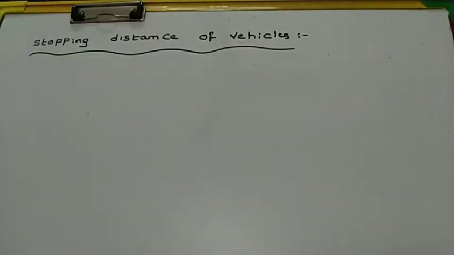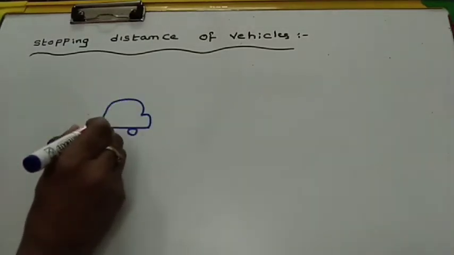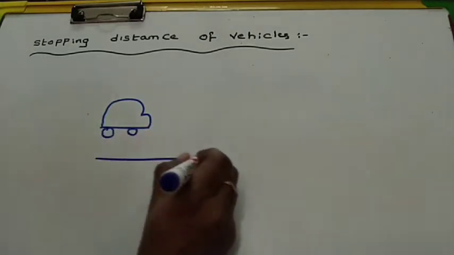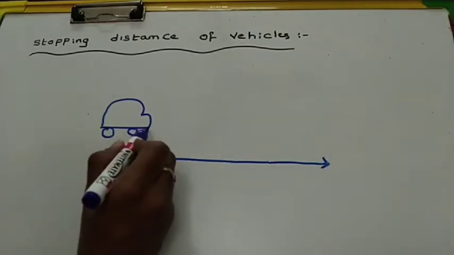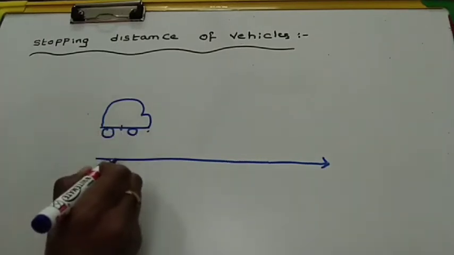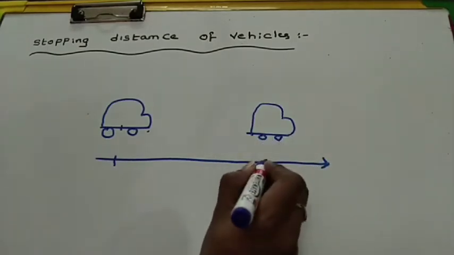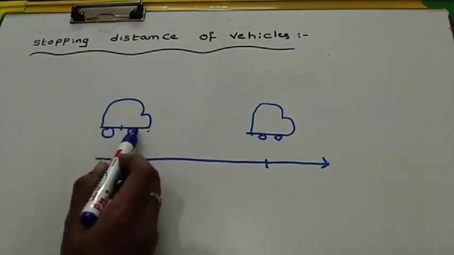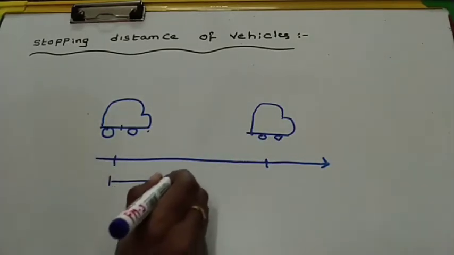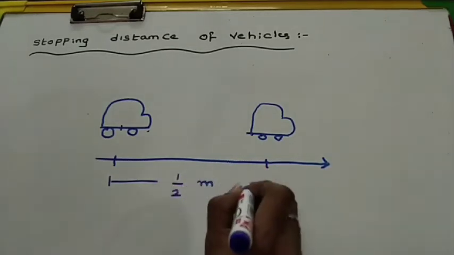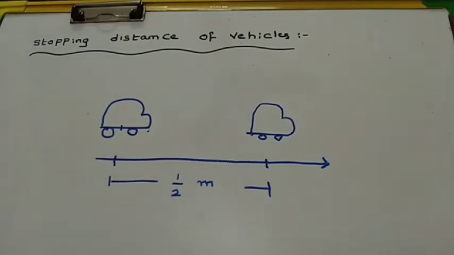is called stopping distance. That means, suppose here there is one vehicle. Now it is moving in the positive x direction. Here I applied the brakes. This vehicle came up to here and stopped here. After applying the brake, how much distance has it covered? Suppose, from here to here, half a meter. This half meter we call the stopping distance.